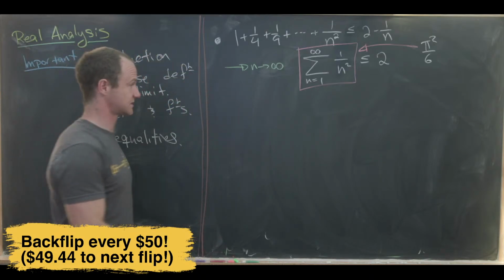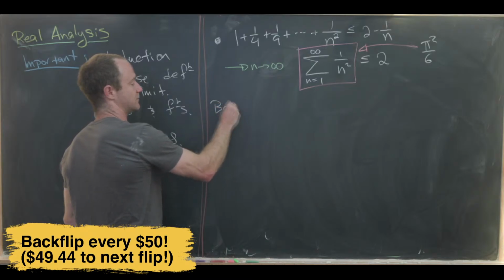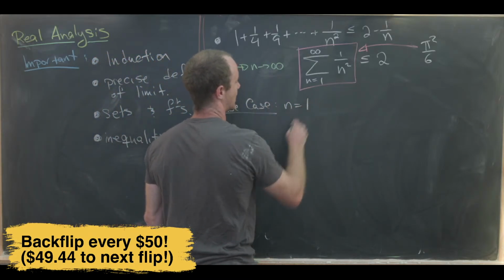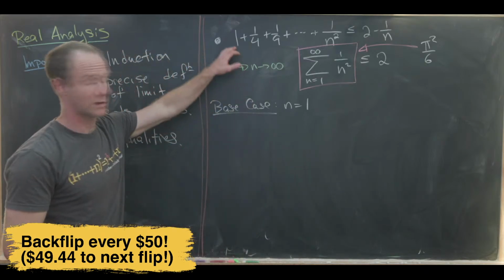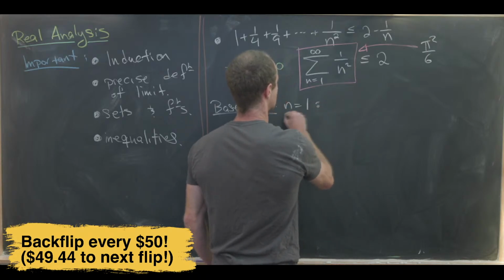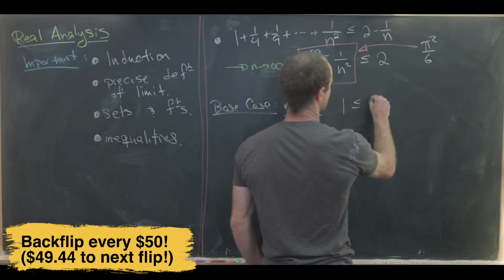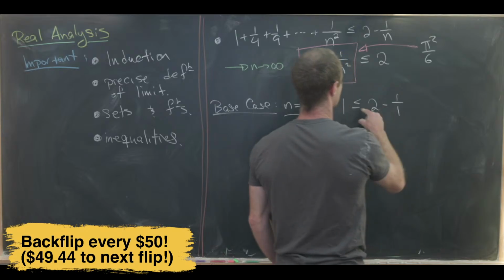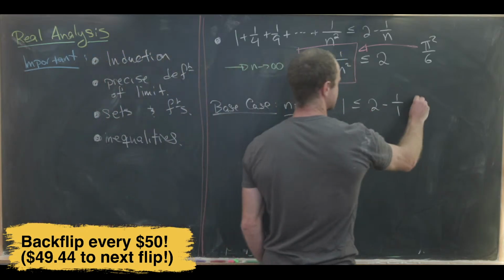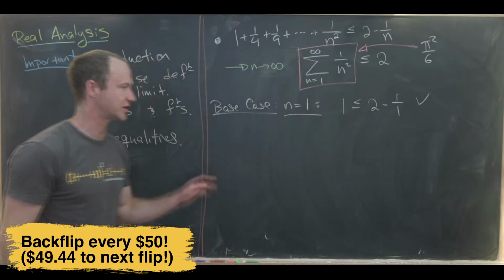Anyway, let's prove this. Let's do a base case first. Our base case will be the n equals 1 case. For n equals 1, the left-hand side is very simple. It's just 1 over 1 squared. So we get 1 is less than, or equal to, I should say, 2 minus 1 over 1. But that's clearly true because 1 is equal to 1. Okay, we're good to go there.